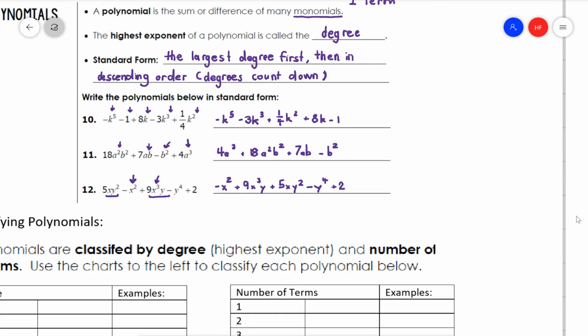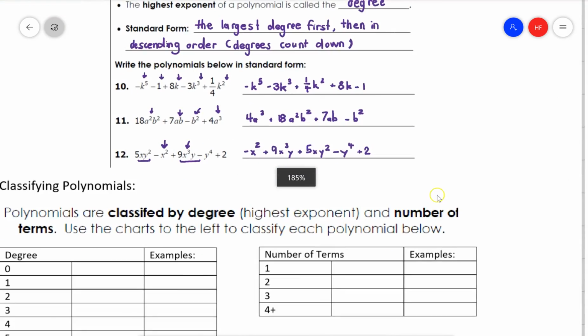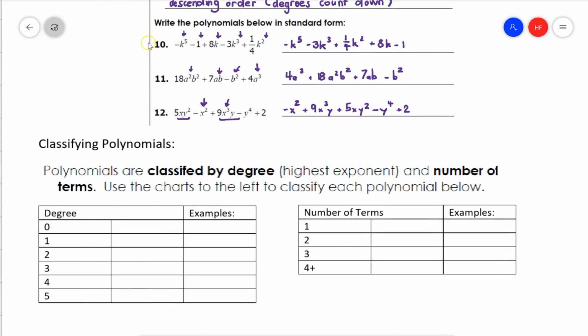It is a little trickier to do standard form when you have the double variables in there, but on the first one, number 10, when you have one variable, just make sure that your powers, your exponents, are counting down. When we are classifying polynomials, which we will start next week a little more, it is classified by the degrees. Remember, the degrees are the highest exponent, the largest exponent that they have, and then the number of terms.